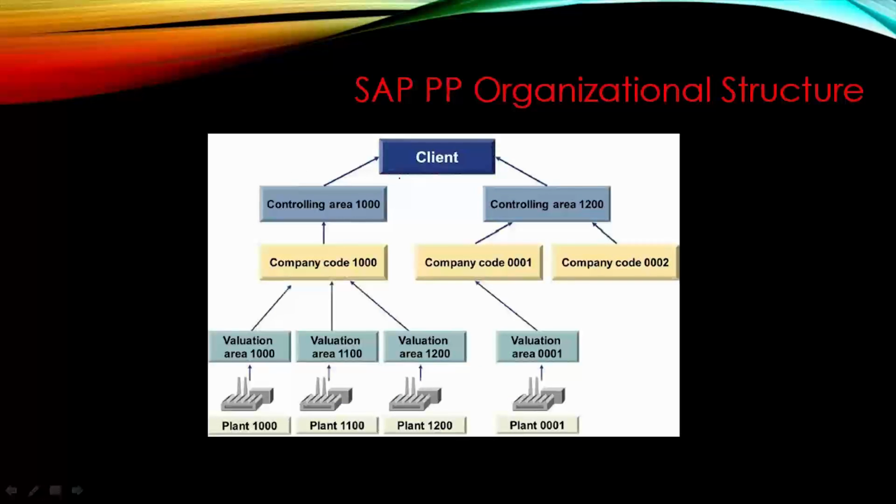Finally, when you look into the PP org structure, here we are also using the plant, and plants are assigned to company codes, which are assigned to the controlling area, which is assigned to the client. Again, the client, controlling area, company code and plant are commonly used between different modules. Once we start customizing the org structure later on, I will show you how you can customize the org structure from scratch.